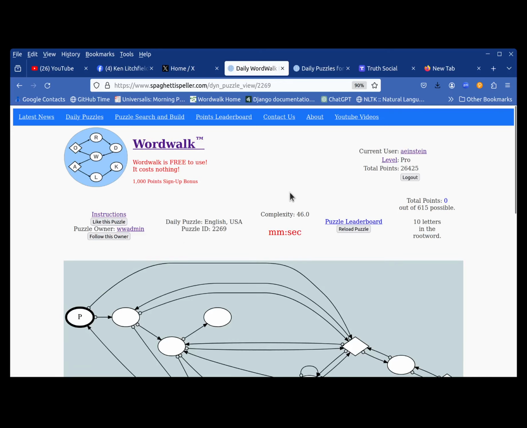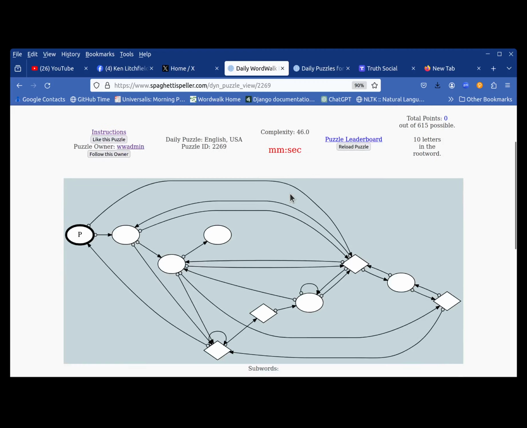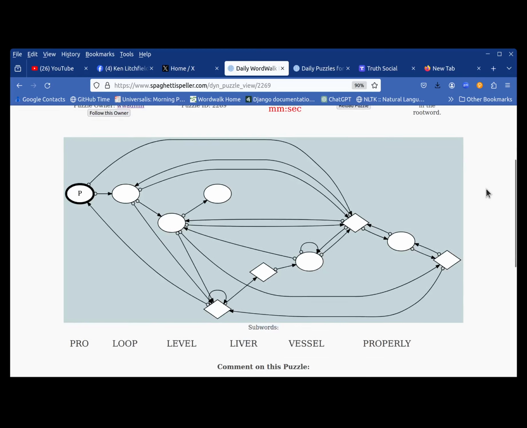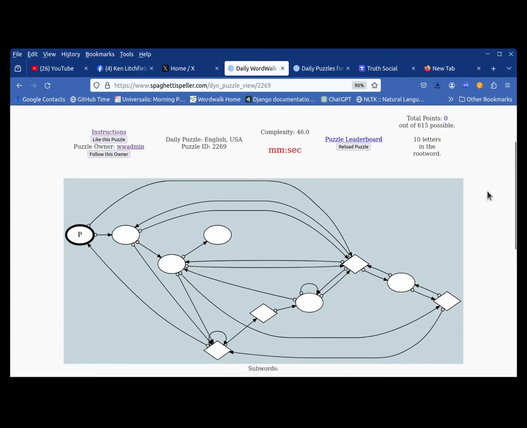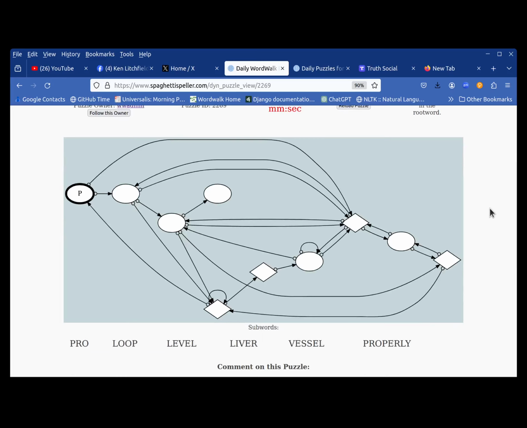So let's take a look at this. This is puzzle number 2269, and you can see that the complexity is 46. That's pretty high, and it's got quite a few nodes. The number of letters in the root word is 10, so you can get a possible 615 points for solving this. Now I'm going to go through the thought process that I go through typically when I solve these puzzles.